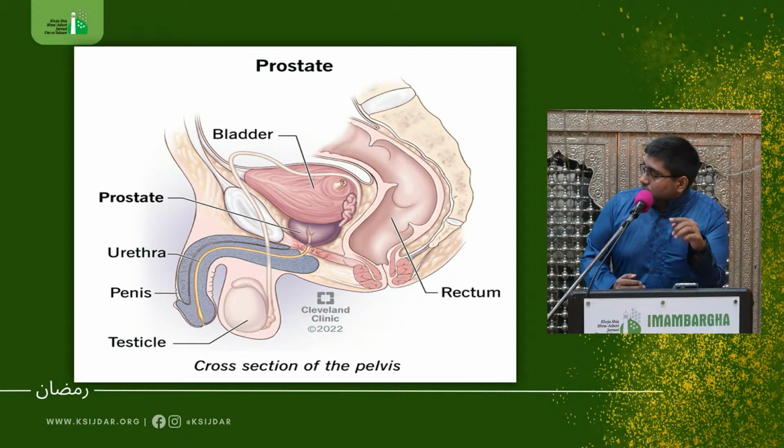Okay, so this is just a short diagram showing where the urinary bladder is and where exactly the prostate is. As we can see, it is right where the bladder neck opens and connects to the urine pipe.